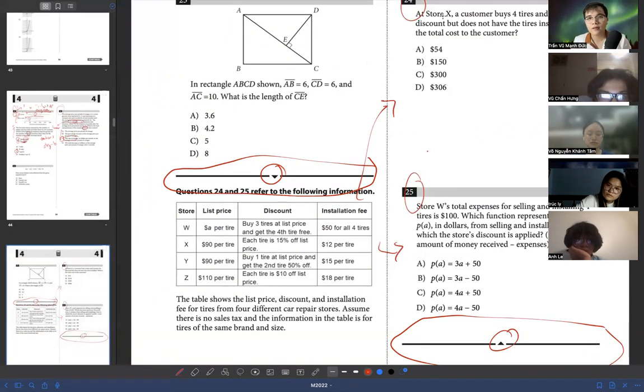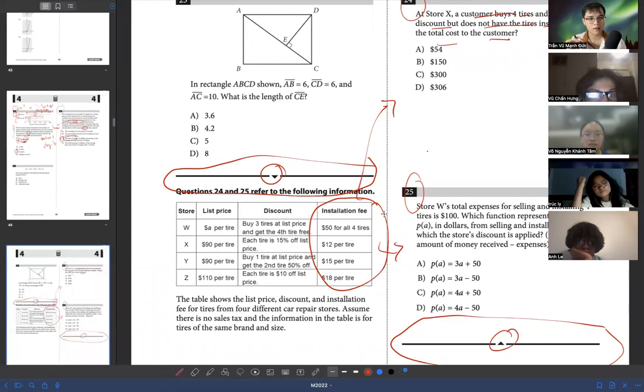All right. The first one: store X customer buys 4 tires and receives a discount, but does not have the tires installed. What is the total cost? So this one is a very cheeky and very smart customer. They don't want to spend a dime on installation, so they don't have to pay for the installation fee, is it not? So all you're going to have to do is multiply the value of store X, but remember to subtract the discount.